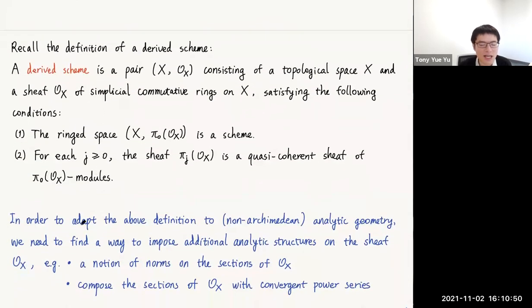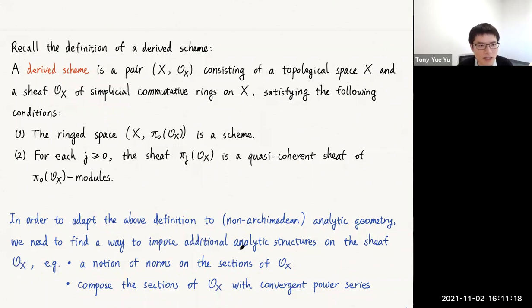Now we would like to adapt the above definition to non-Archimedean analytic geometry. Here in the definition, there's no analytic information at all. In other words, we need to find a way to impose additional analytic structures on this structure sheaf OX.